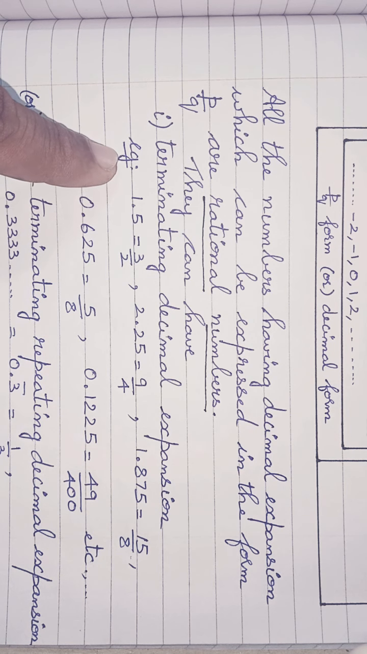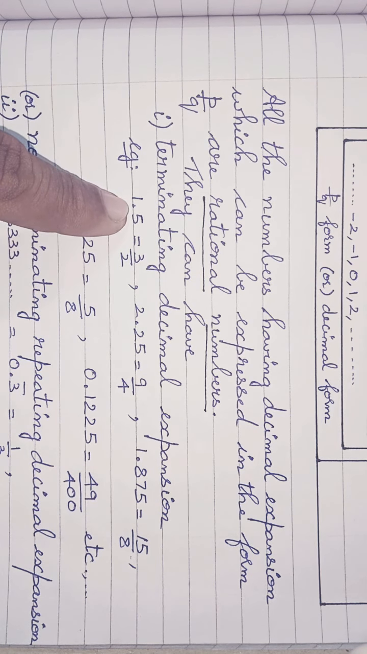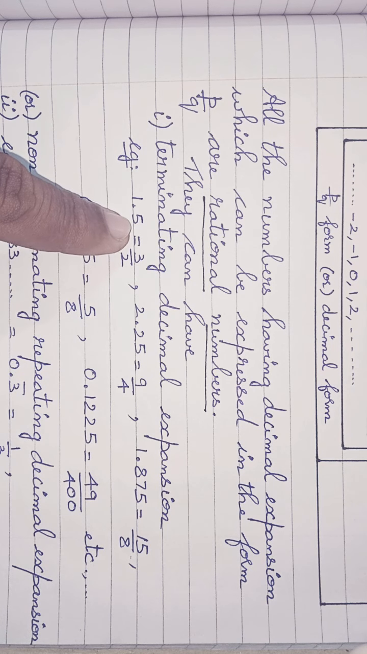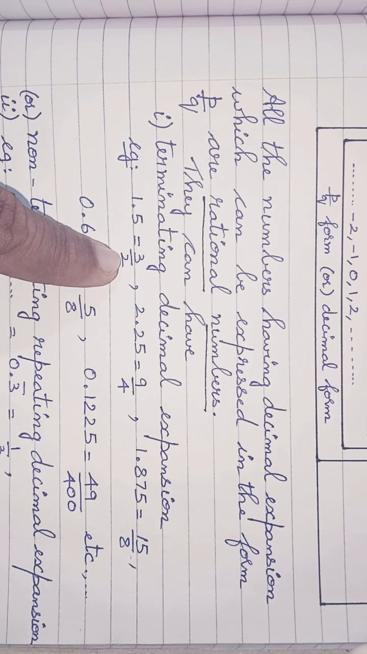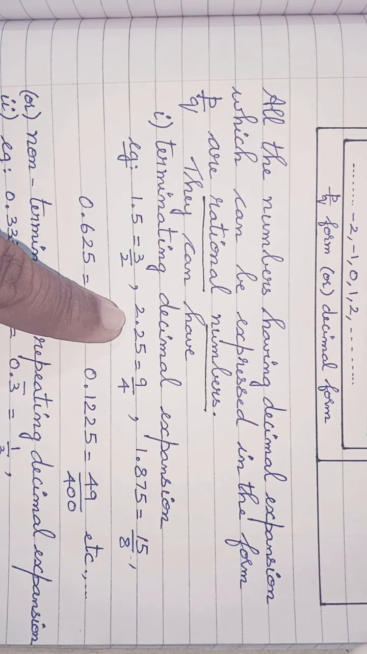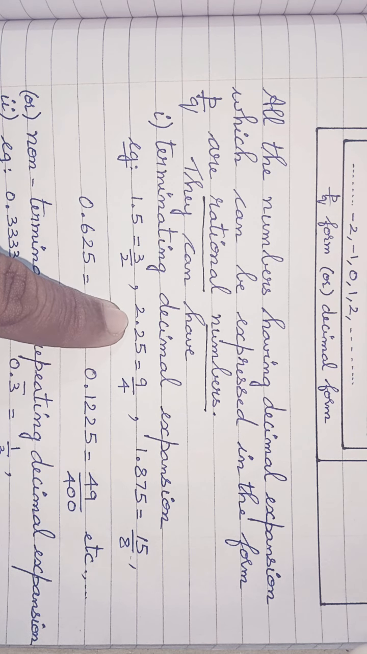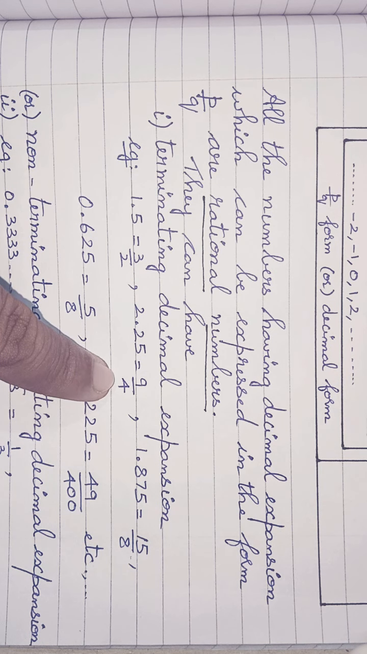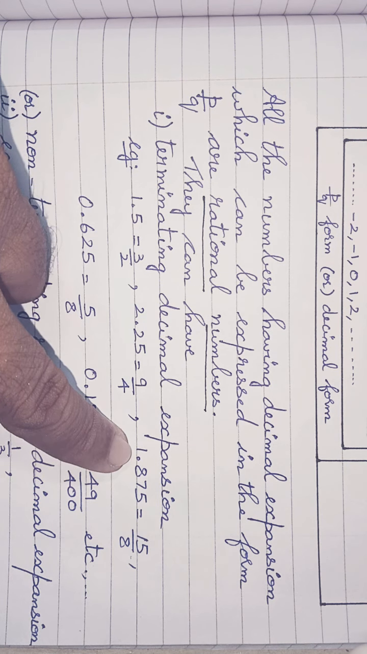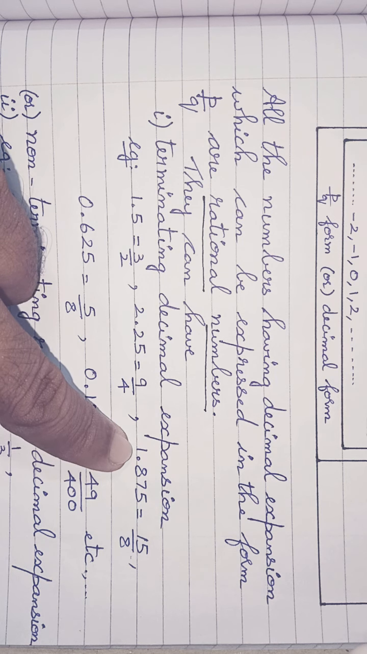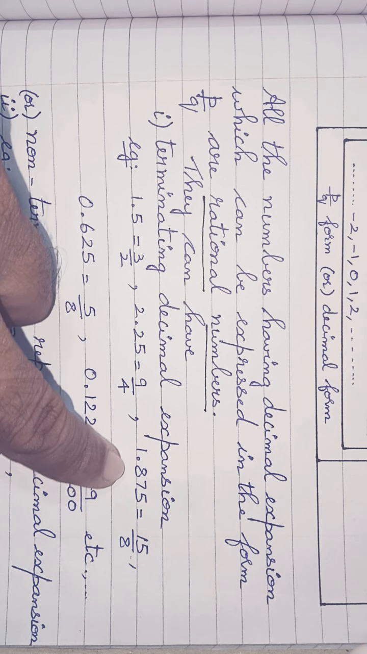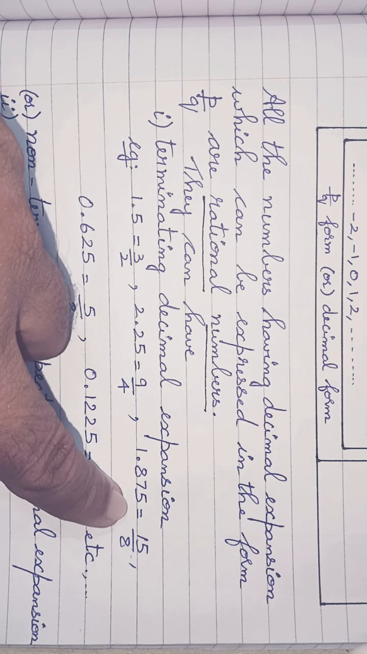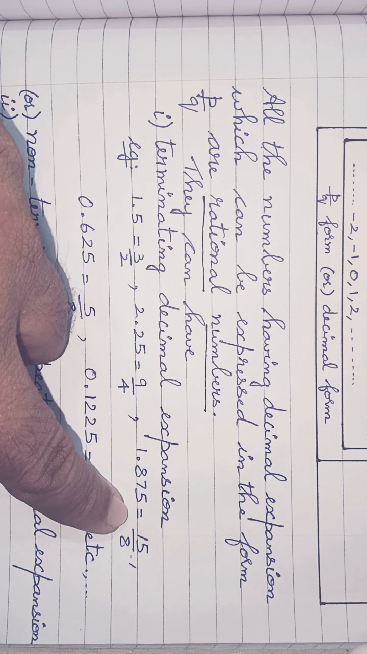I will give you some examples. You can see this number 1.5, it is terminating after one decimal place. It can also be written in the form of p by q as 3 by 2. One more example, 2.25, you can see that this number is terminating after two decimal places. It can be written in the form of p by q as 9 by 4. Then 1.875, you can see that this number is terminating after three decimal places, which can be written in the form of p by q as 15 by 8.